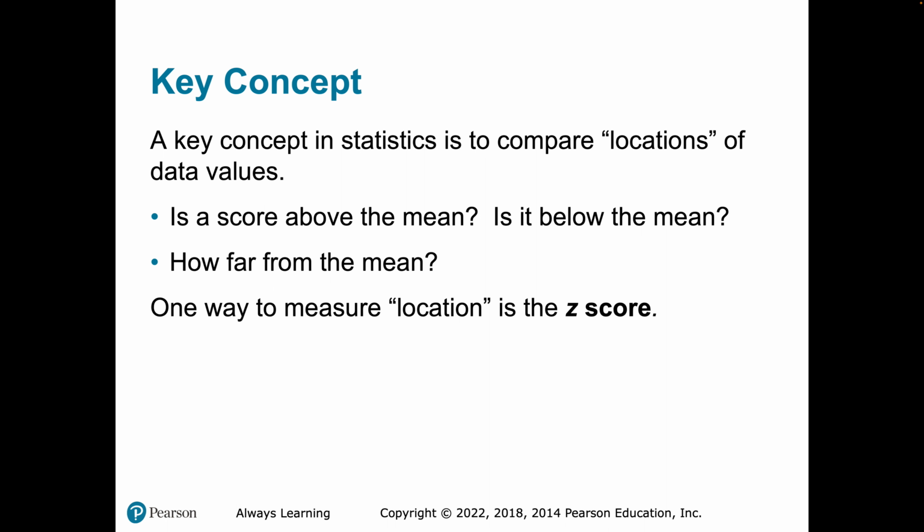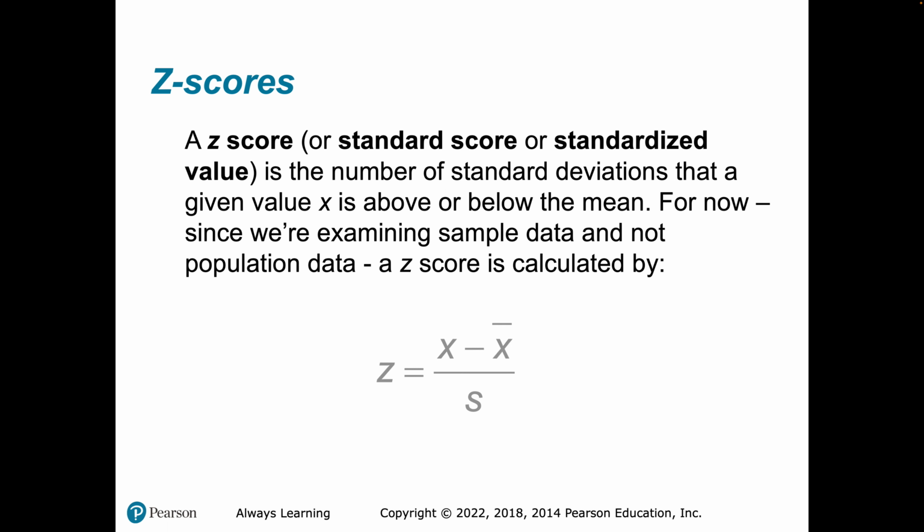We will find that we use percentile rankings. Q1 and Q3, which we've talked about previously, are actually also measures of location. But what a z-score gives us is a couple of pieces of information. First of all, it tells us whether it's above or below the mean, and then it tells us how far away from the mean, in standard deviations, the score falls. So again, a z-score is a measure of location.